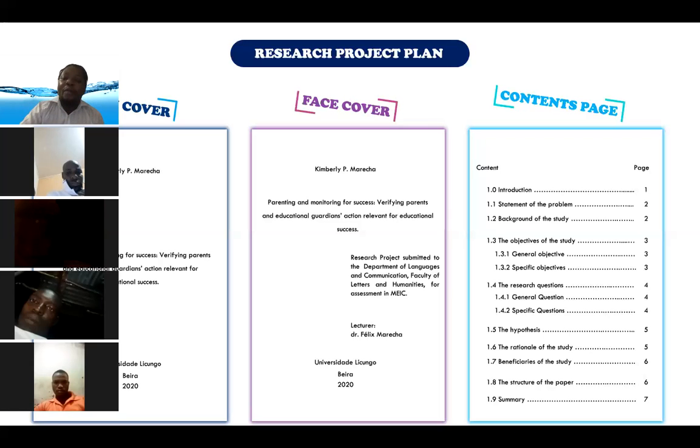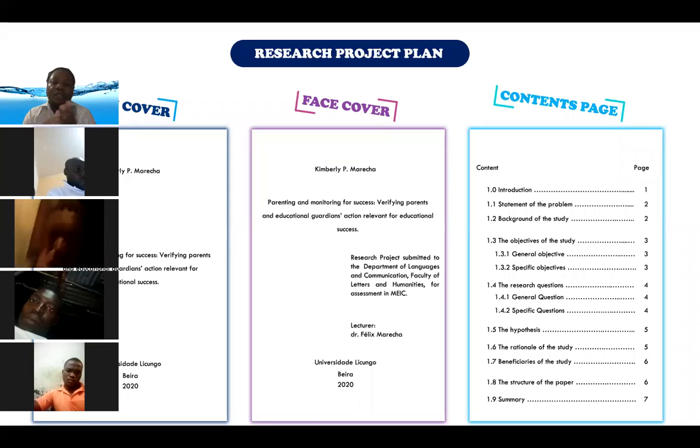So your 1.1, instead of being on page 2 as Kimberly's, will be on page 6, right? So don't look at this and think that your project should follow this page numbering. No, that's not the case. I'm just using this as an example to show you how a contents page looks like. Right, so after the statement of the problem, we still find 1.2 on the same page, on page 2, which is the background of the study. That's why it's written there, 1.2, background of the study, page 2.